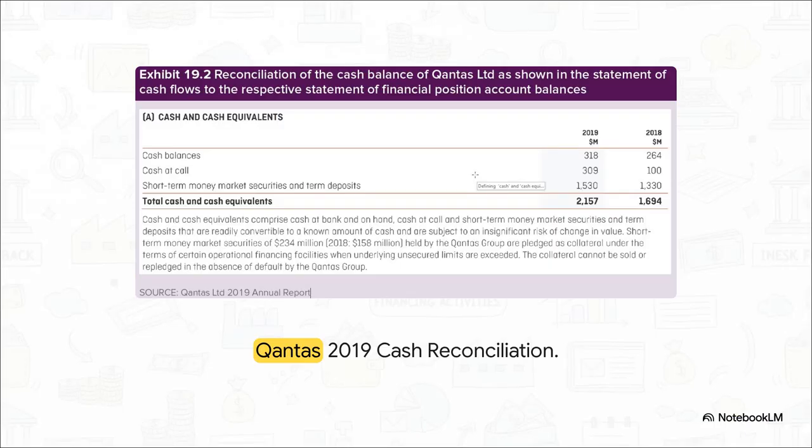This is a brilliant example of how a real company applies this standard. If we look at the Qantas 2019 annual report, they explicitly reconcile their cash balance directly to their statement of financial position. Notice they don't just write down cash. They break it down into cash at call and short-term money market securities. By doing this, they're showing investors these funds are readily convertible to known amounts of cash, perfectly matching those strict AASB 107 rules we just talked about.